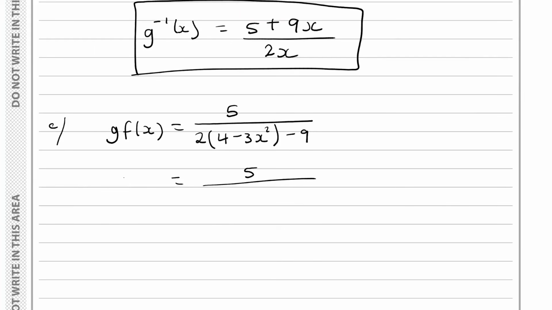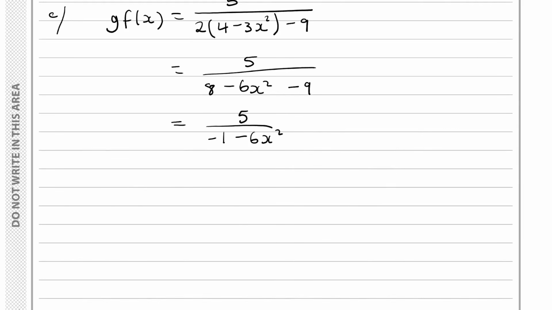So expand will give us 8 minus 6x squared, and 8 minus 9 is negative 1. So we've got 5 over negative 1 minus 6x squared. I'm going to take the negative out. So it's the same as 5 over minus 1 times 1 plus 6x squared. And I'm going to write the minus on the outside of the fraction because it looks nicer.